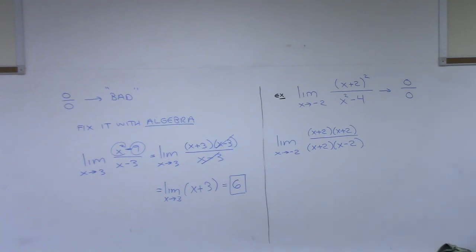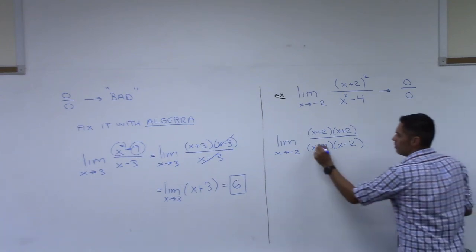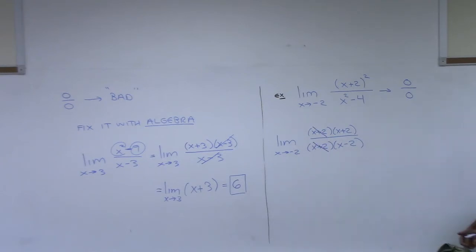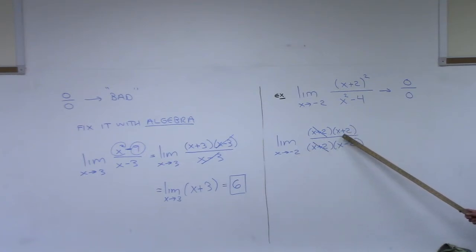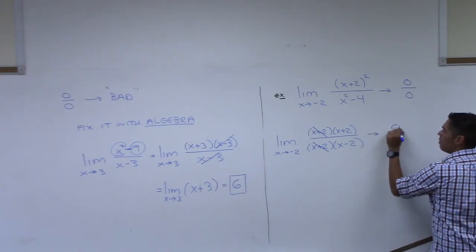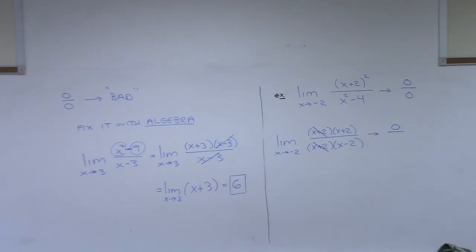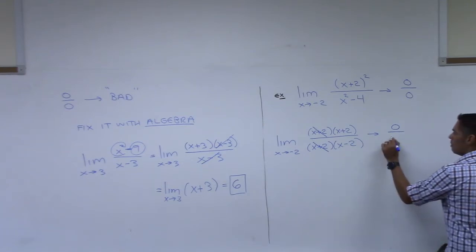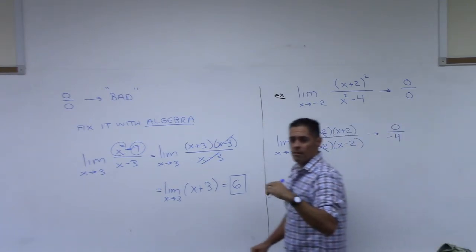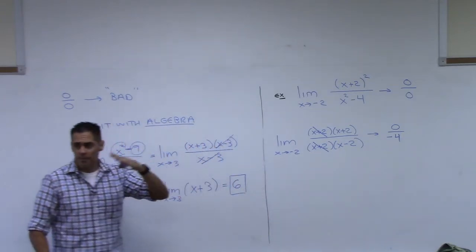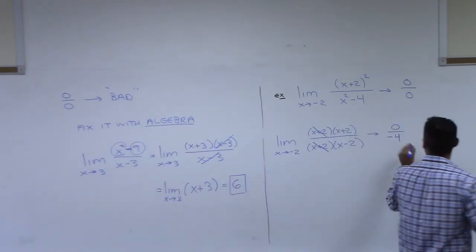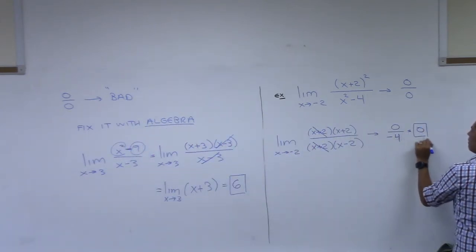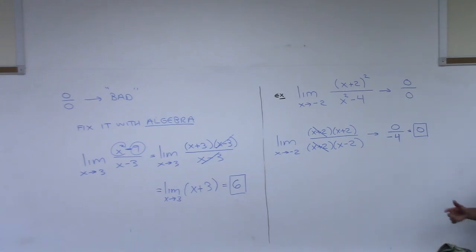Okay, now what can we do? Cancel out x plus 2. Just one of them, right? Okay. But when I plug in negative 2 up on top, I'm going to end up with 0. Okay, so if we plug in negative 2 up here now, what do we get? 0 on top, but what do we get on the bottom? Negative 4. That's not 0 over 0. That's 0 over negative 4. And what is 0 divided by any number other than 0? 0 divided by any number other than 0 is 0. So your answer is 0.